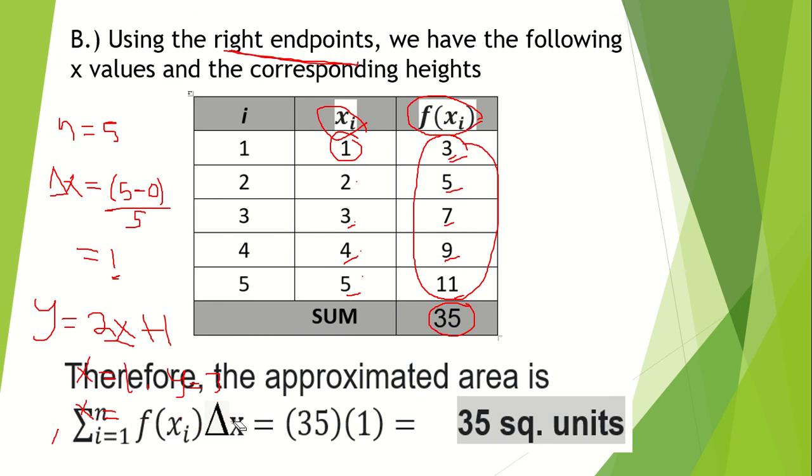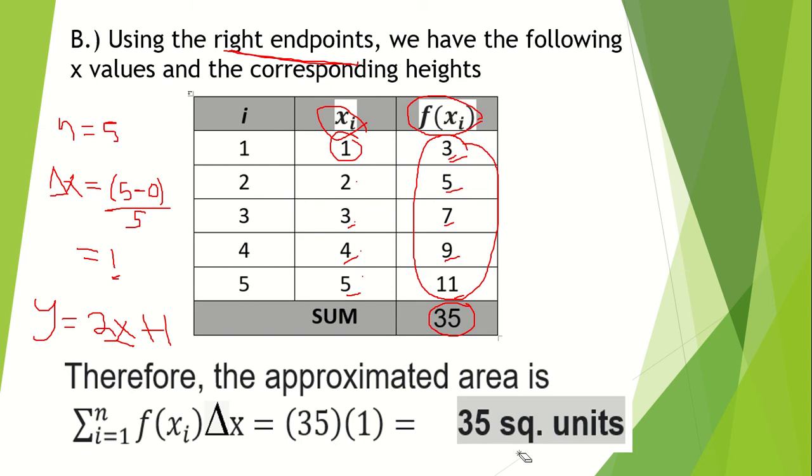Okay, let's erase first the writings. So therefore, the approximated area is, again, the summation of f of x sub i times delta x, where i is from 1 to n, so that is equal to 35 times 1. So the answer is 35 square units.